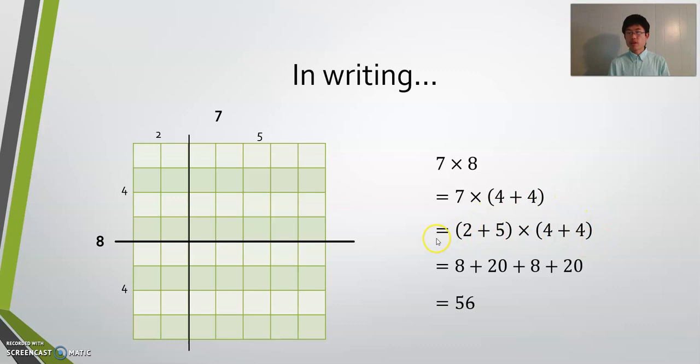Notice this part right here, 2 plus 5 times 4 plus 4. And it goes to this part, 8 plus 20 plus 8 plus 20. 2 times 4, right here, 2 times 4 gives you 8. 2 times 4, that's 8 right here. 5 times 4 is 20. 5 times 4 is 20. Here, 2 times 4 is 8. 4 times 5, that's 20.